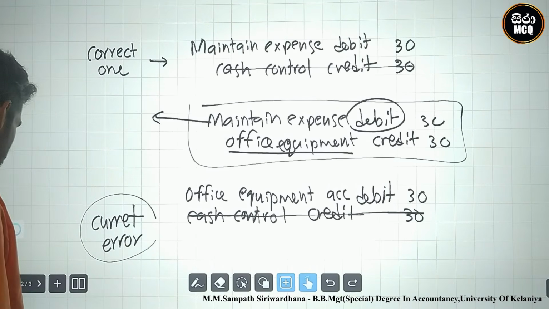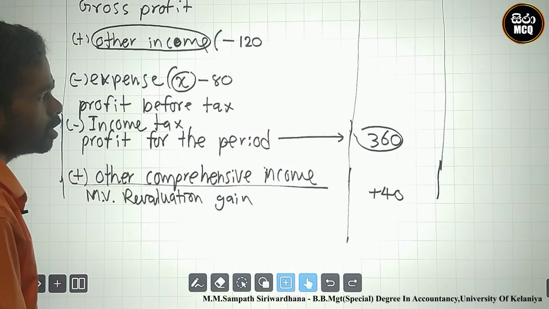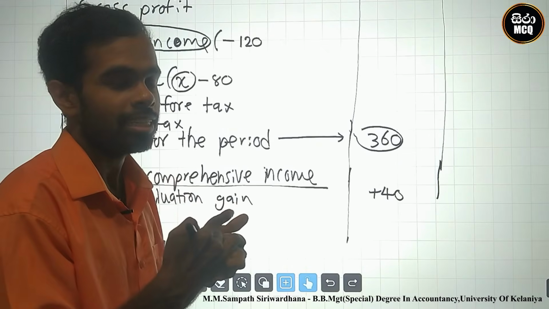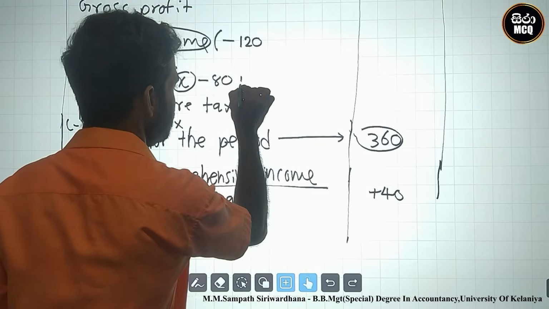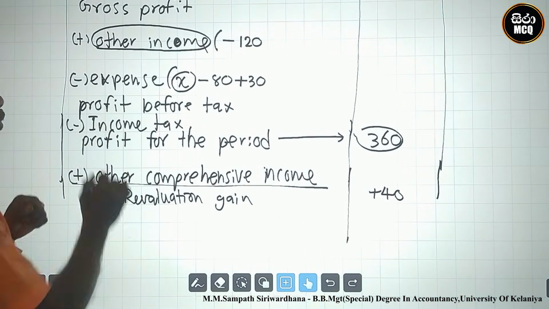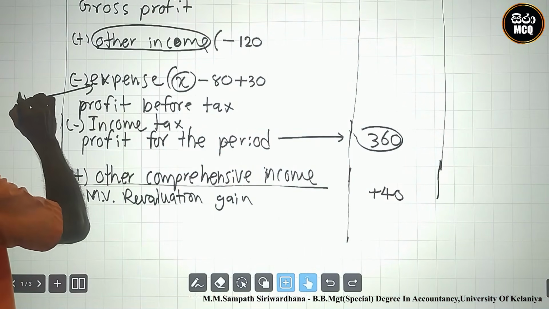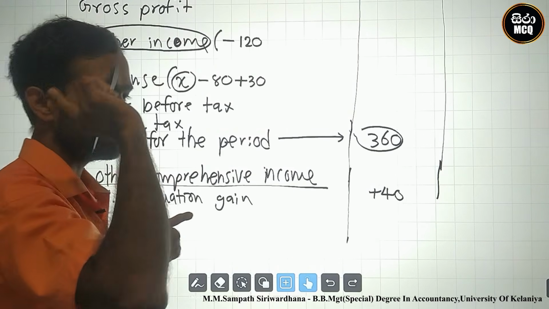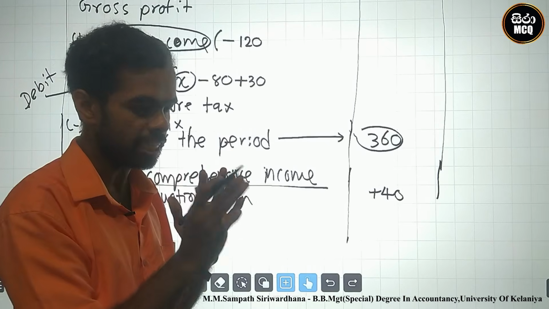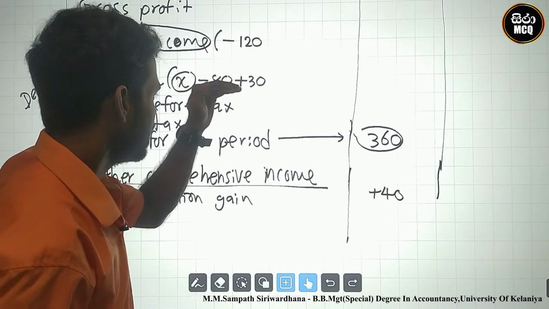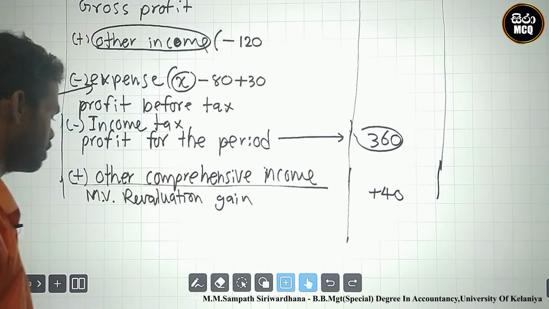Therefore, I identified 30 as maintain expense. You must identify maintain expense 30. I add this to expense 30. You know expense is debit side, no? Expense is debit side. In this error correction entry, they said maintenance expense is debit. Therefore, I add this 30 to maintenance expense.